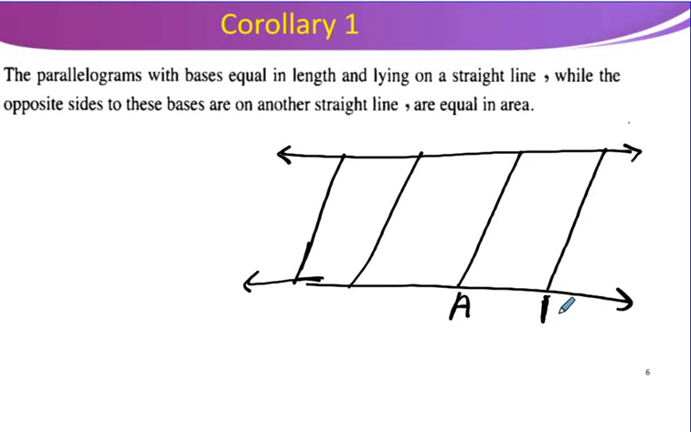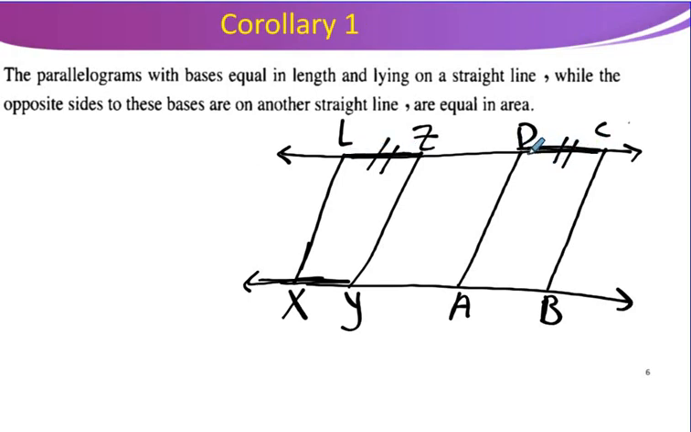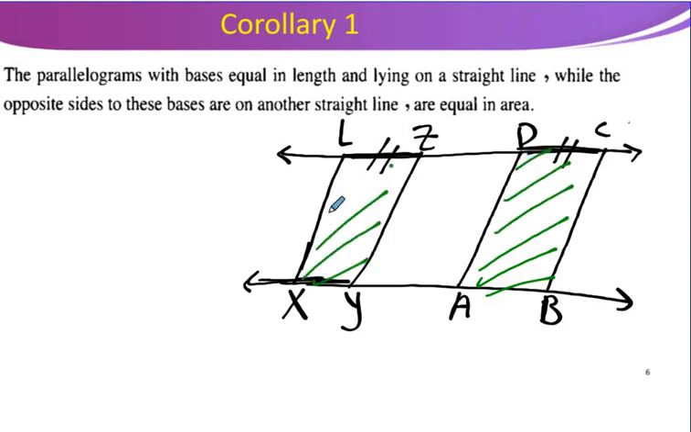The parallelogram A, B, C, D, and the parallelogram X, Y, Z, L. The two parallelograms don't have a common base, but they have equal bases. Here, LZ equals DC. We can also say the areas of the two parallelograms are equal. The area of the parallelogram A, B, C, D equals the area of parallelogram X, Y, Z, L.